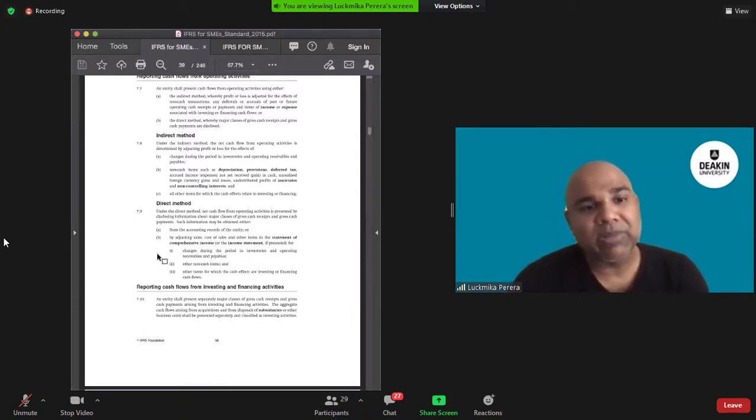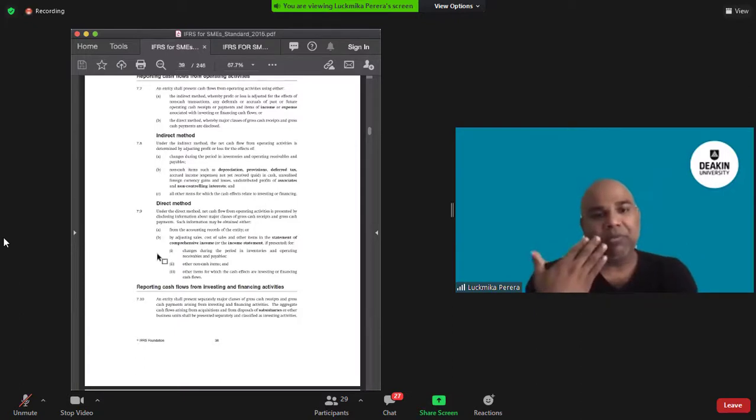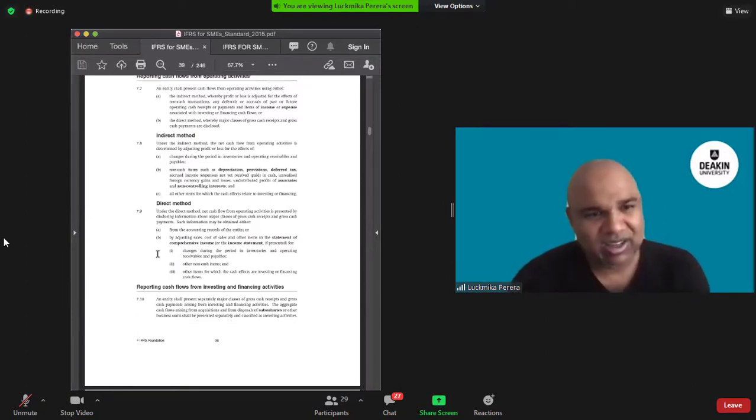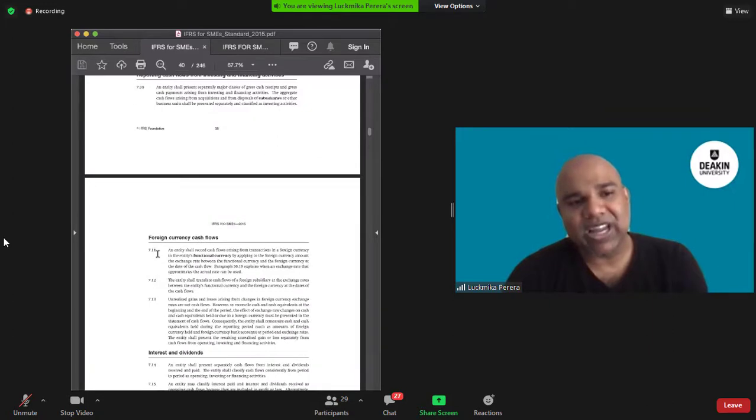Such information may be obtained from accounting records. So primary documents, something that comes out from primary documents, from first-hand documents. So changes in inventories, operating receivables and payables, and other non-cash items are all taken into consideration if you have some documents in terms of the direct method. Reporting cash flows from investing and financing activities.